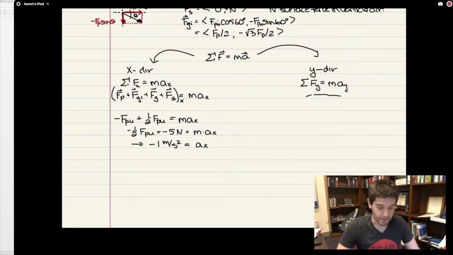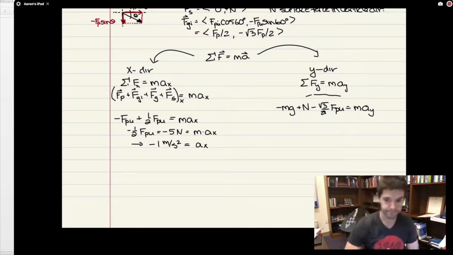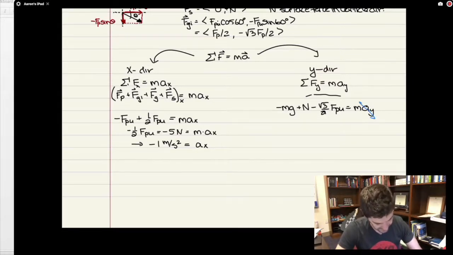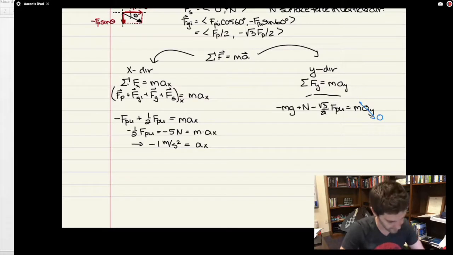Now in the y direction, again, we can look at all four forces. Not all of them have a component in the y direction. Gravity was minus mg. The surface was N. And then we also had a minus √3/2 F_PU, which equals the mass of the box times the acceleration in the y direction. But now we can take this a step further and ask ourselves, is the box lifting off the ground? No. Is the box sinking into the ground, being absorbed by the ground? No. So in this case, the acceleration in the y direction is 0. Its motion is not changing in the vertical direction, else it would start to move either up or down. The box is just sliding across the floor.